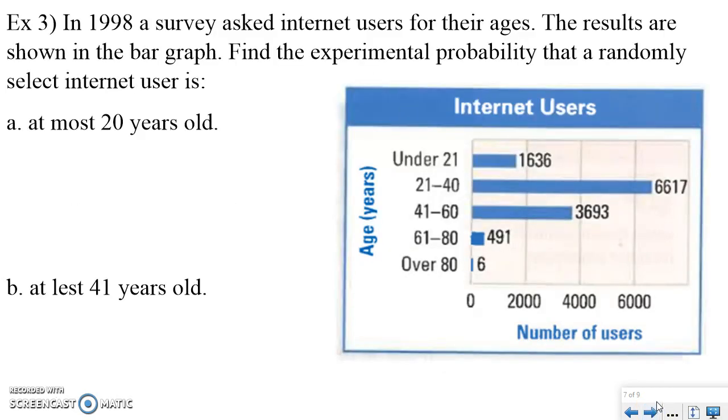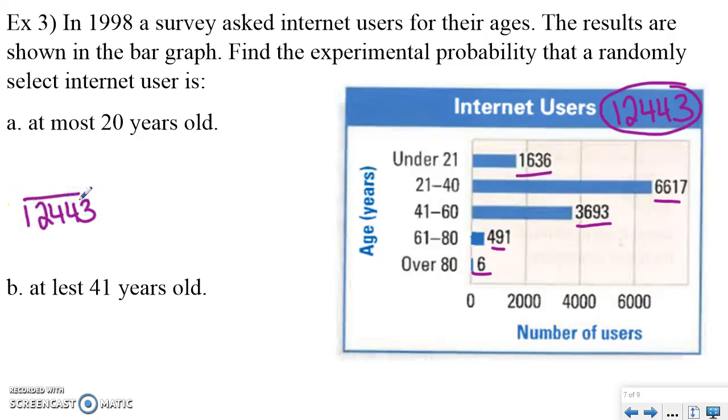Okay, last example. In 1998, a survey asked internet users for their ages. The results are shown in the bar graph. Find the experimental probability that a randomly selected internet user is, at most, 20 years old. First thing I'm going to do is, these are all our totals for each of those age ranges. I'm going to add those together to get a total of 12,443 people. This is our total for the problems that we're doing here. So it's going to be the bottom of our fractions.